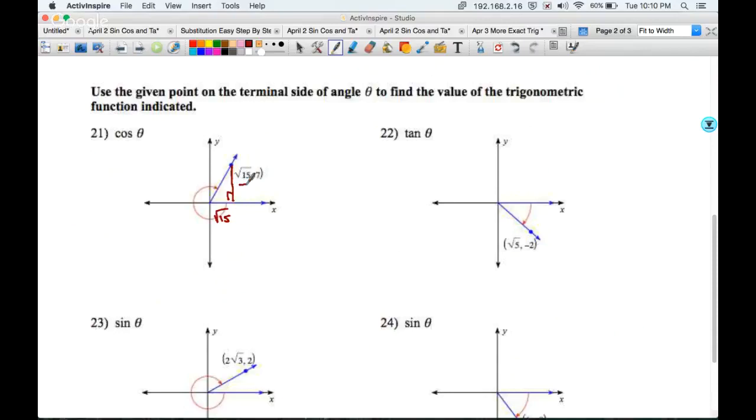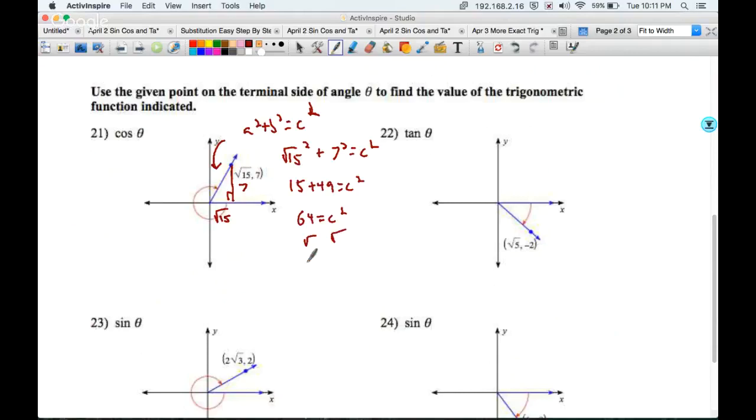The y value is then this length over here, 7. Cosine, we do need the hypotenuse for cosine, so to solve for this, we use the Pythagorean theorem. A squared plus b squared equals c squared. So square root of 15 squared plus 7 squared equals c squared. 15 plus 49 equals c squared. That is 64 equals c squared. Square root, 8 equals c. So this side length in here is an 8.